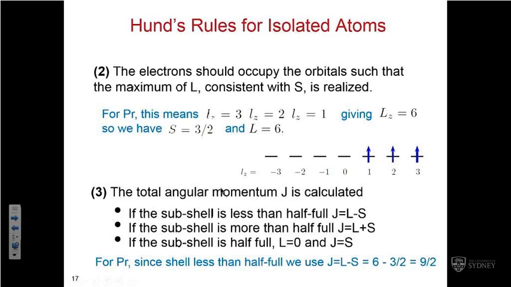And if we need to calculate now the total angular momentum, we have 3 kinds of questions that we need to consider. This is called the subshell, or the F shell if you like, and when it is less than half filled, which it is in this case, we calculate J to be equal to L minus S. So in our case L was equal to 6 minus the spin, which we had was 3 over 2. So the calculated J, total angular momentum in this case, works out to be 9 over 2.